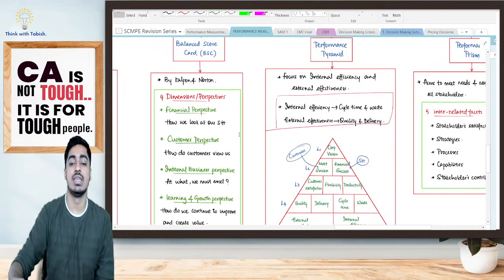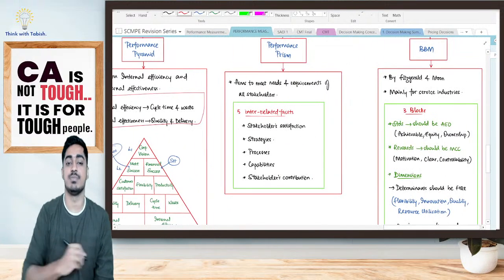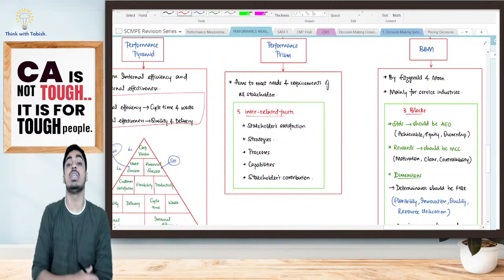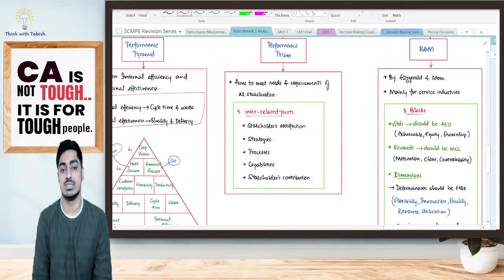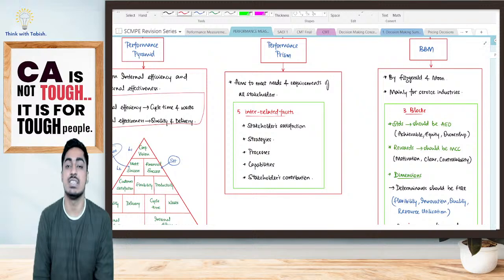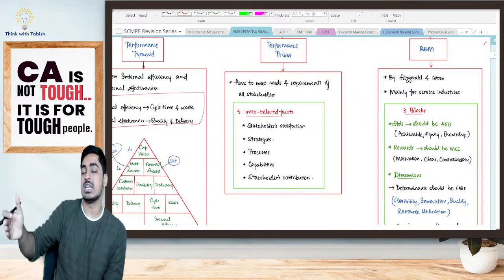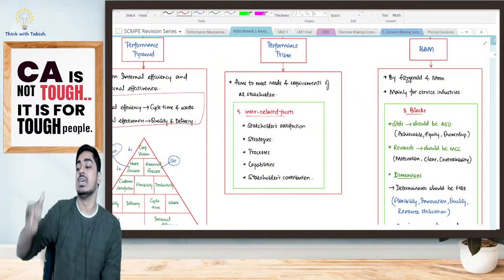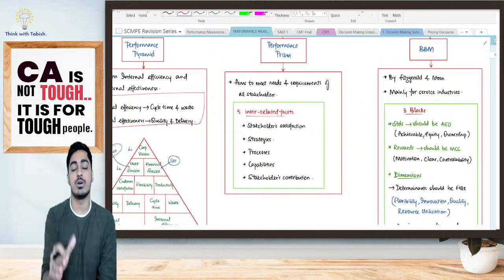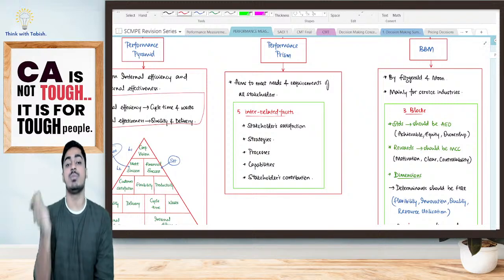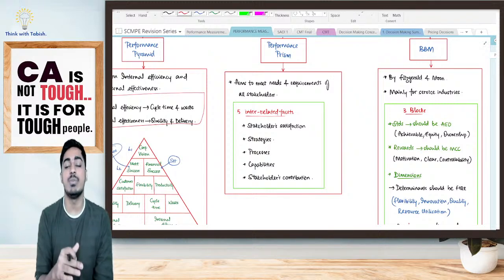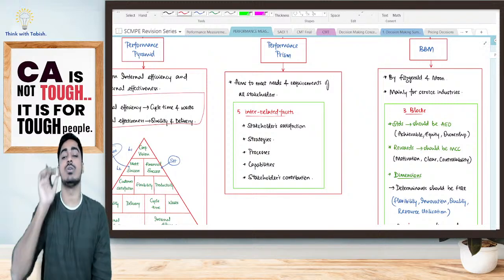Is it clear, everyone? Then I have my performance prism. It is aiming to meet the requirements of all my stakeholders. So 5 interrelated facets are there. I am telling what my stakeholder requirement is. To satisfy that, I will come up with the strategy. To implement the strategy, I will come up with the process. To implement the process, I should build my capability. In order to build my capability, I should get my stakeholder contribution.